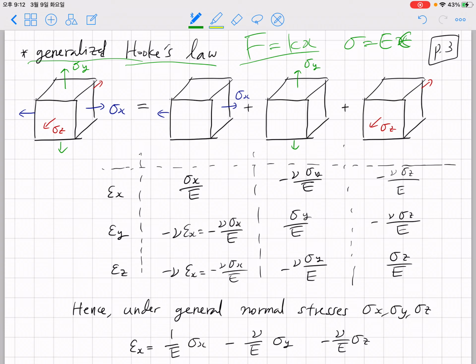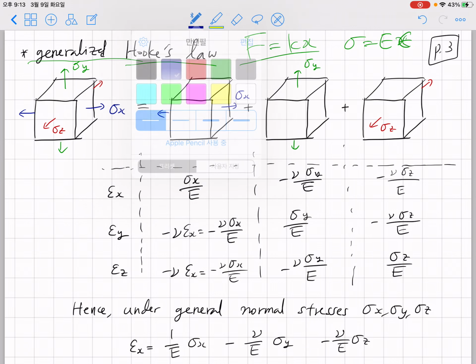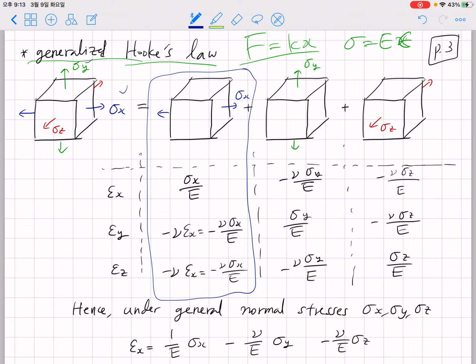Okay, so to obtain this, if you look at this problem, it looks quite complex, but please remember that for a linear response problem, you can decompose the forces into several parts. After obtaining the response of each problem and summing up the responses, you can obtain the response of the original problem if the sum of the forces from the decomposed problems is the same as the original problem. So one simplest way is you decompose this three-stress state into a first problem, a second problem, and a third problem.